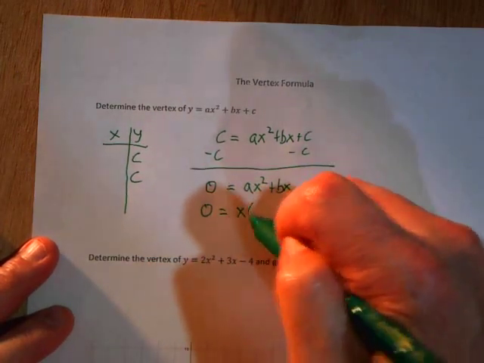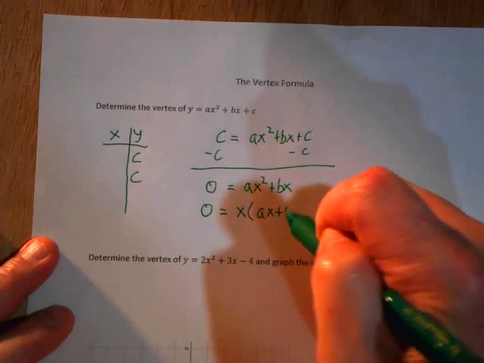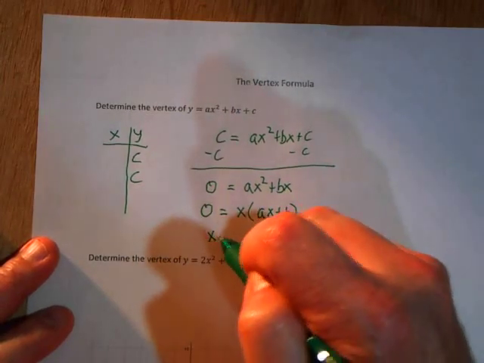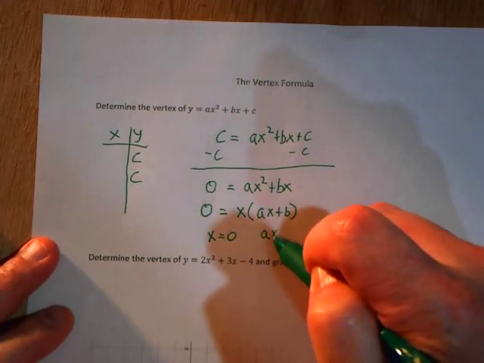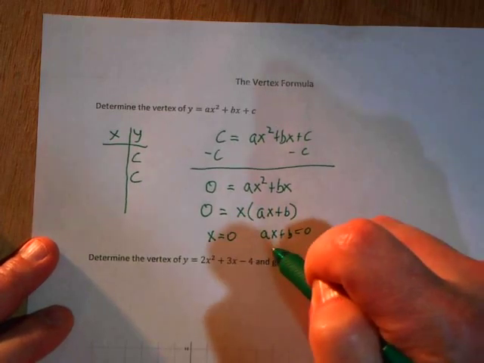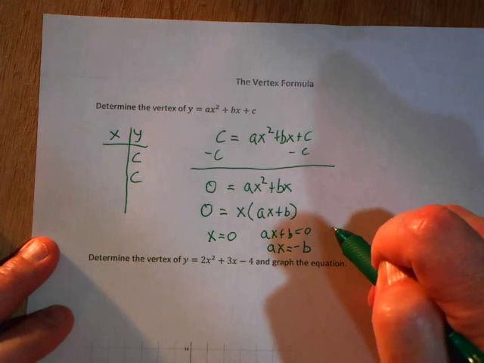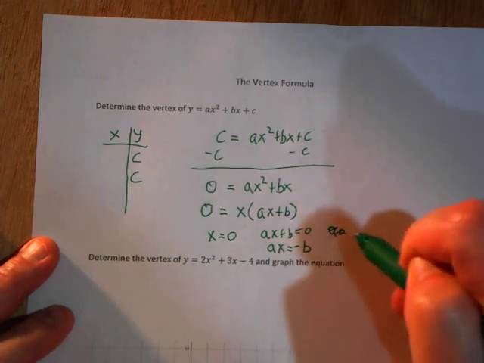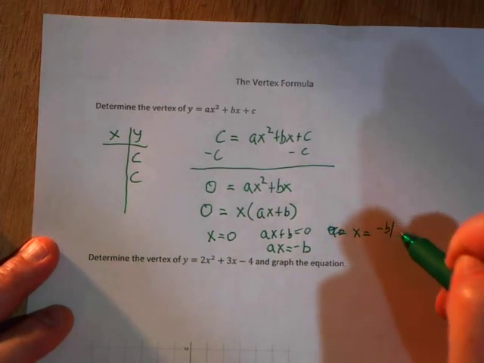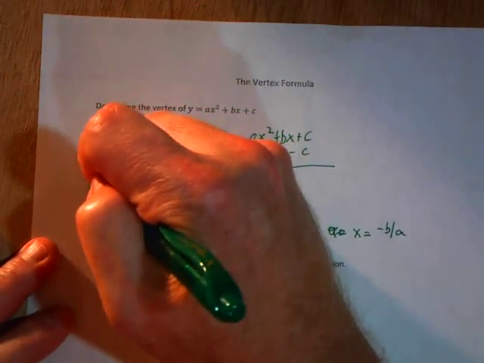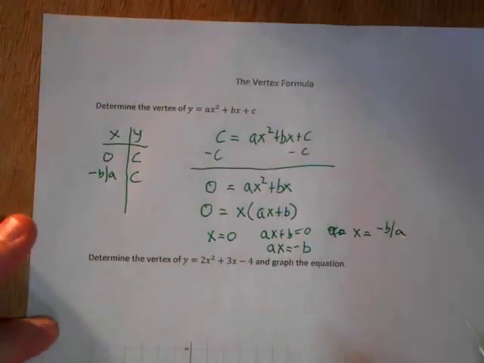We can factor an x out. x times (ax plus b). This one gives me x equals 0. ax plus b equals 0. I subtract the b, I get ax is negative b. So x is negative b over a. So I would have 0 and negative b over a.